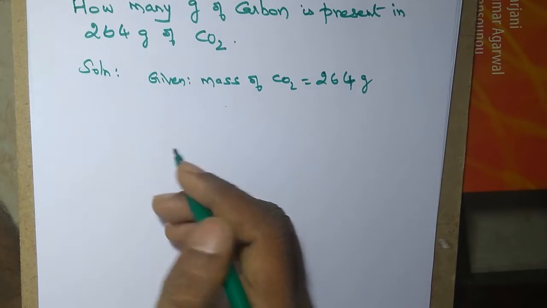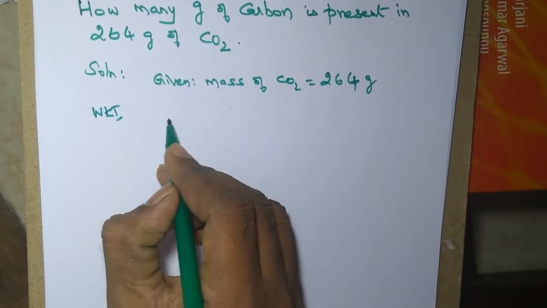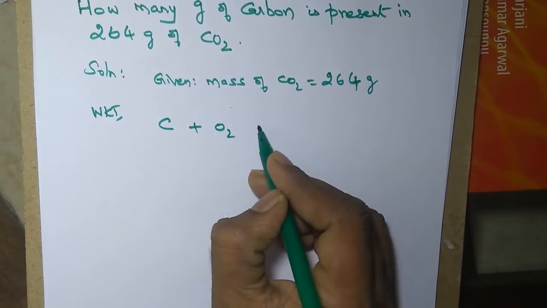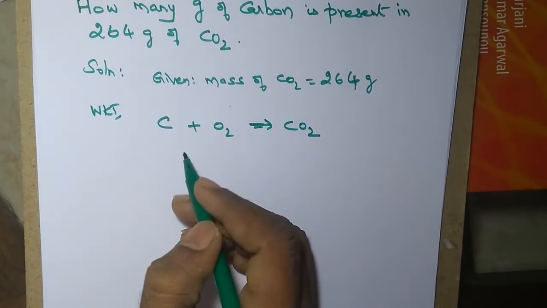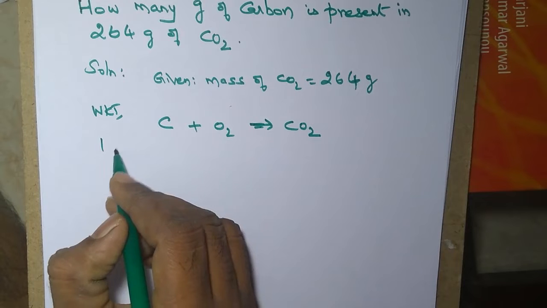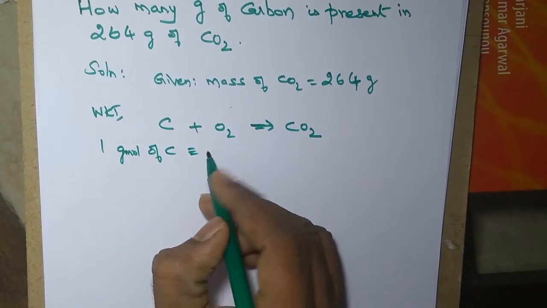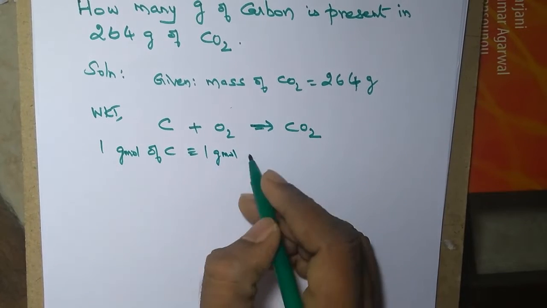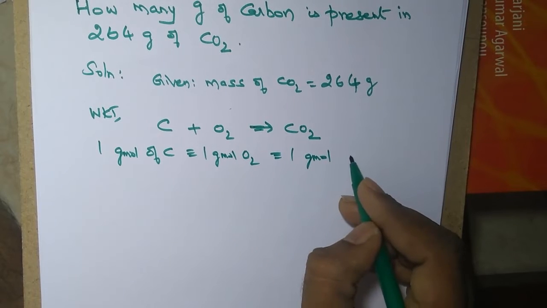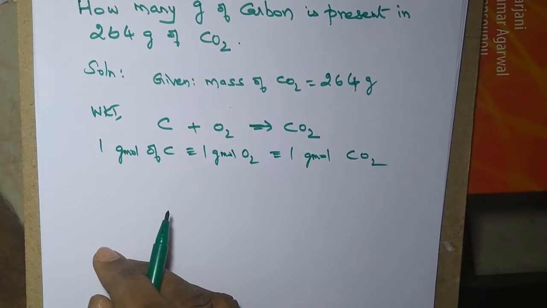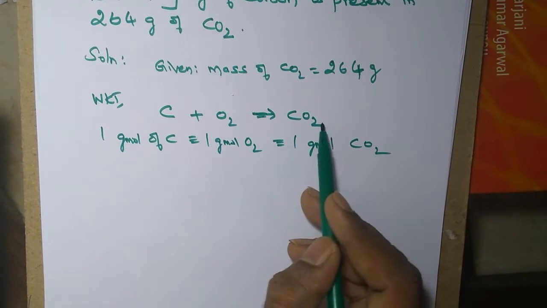So what do we have to do now? We know the reaction, right? C plus O2 gives CO2. It is a combustion reaction. When you supply air, C plus O2 will give CO2. So we will write the gram equivalence: 1 gram mole of carbon reacts with 1 gram mole of oxygen to form 1 gram mole of CO2.